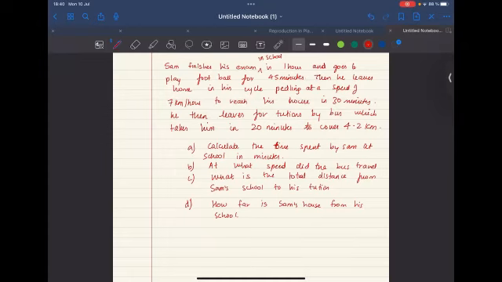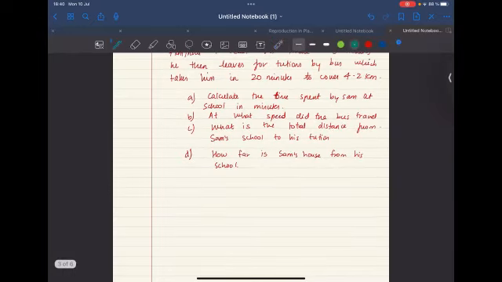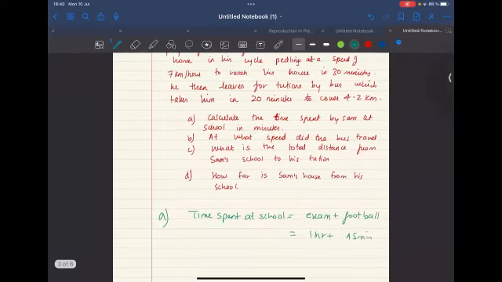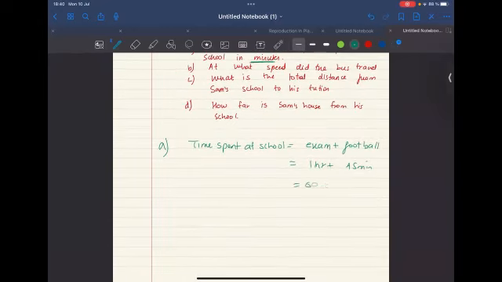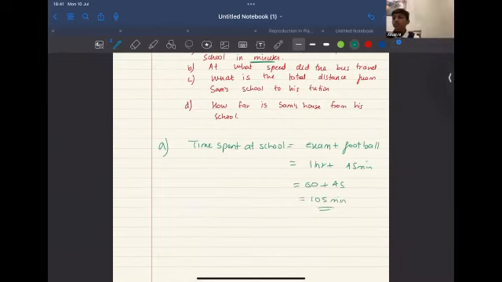At school, the time spent by him is 1 hour for doing his exam, and then he goes to play football for 45 minutes. So time spent at school is equal to time spent for exam plus football, which is equal to 1 hour plus 45 minutes. I've clearly said I need the answer in minutes, which is 60 plus 45. What is 60 plus 45? 105 minutes. This is your first answer.